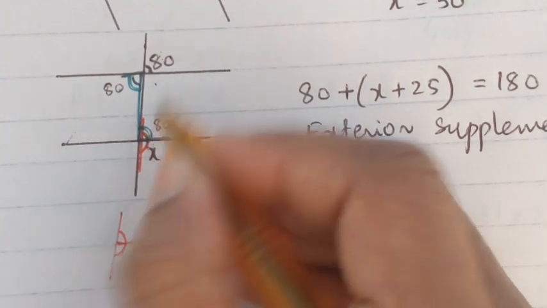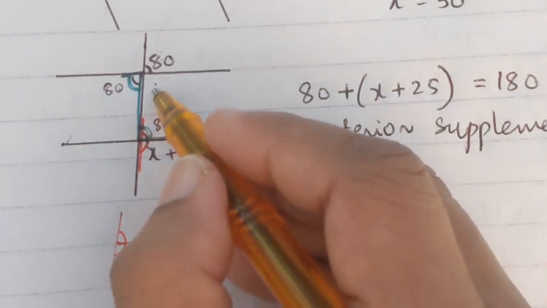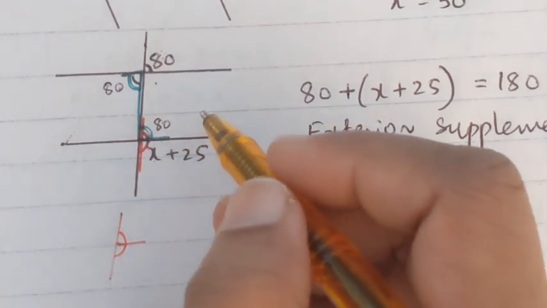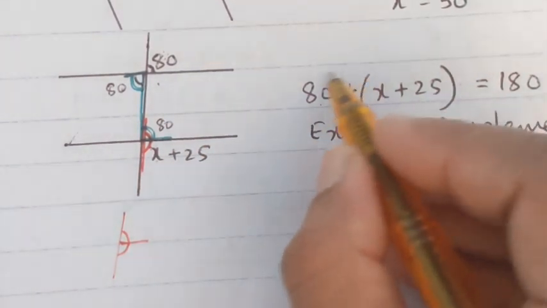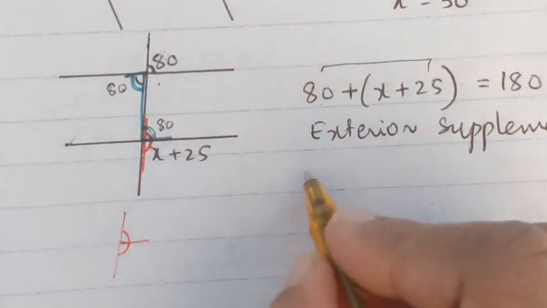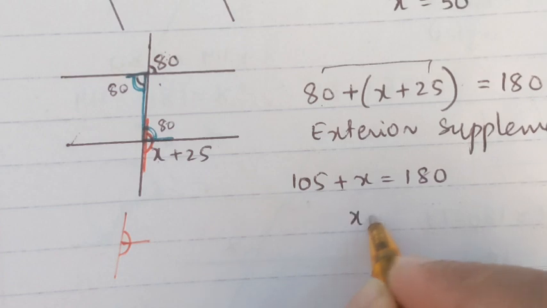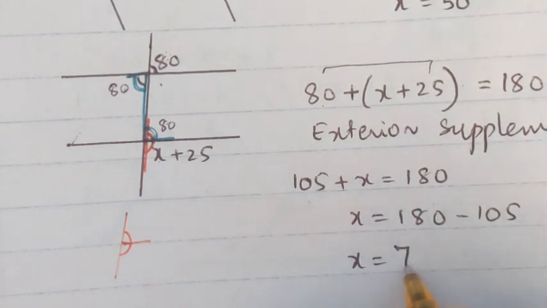So what do we learn from here? The two angles on the same side of a transversal, if both of them are interior, then they are supplementary. If they are exterior, then also they are supplementary. So from here we can solve this one: 80 plus x plus 25. Now we can add 80 with 25, which gives us a total of 105 plus x, and now we subtract it from 180 degrees to get the final answer, that is 75. So the value of x would be 75.